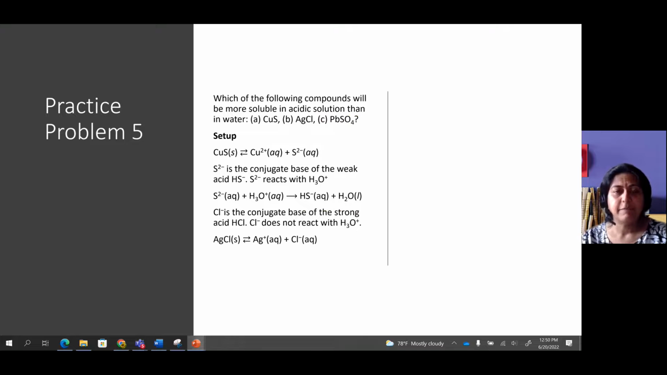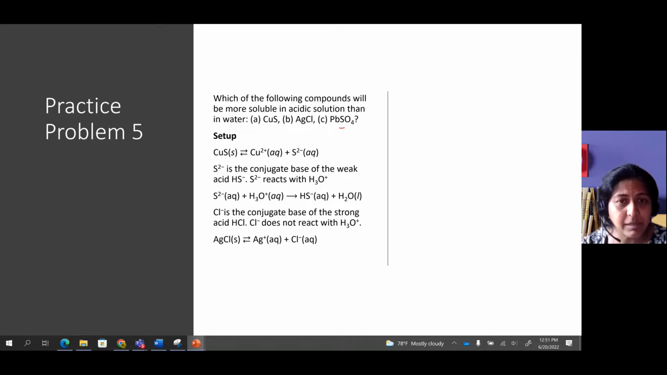Practice problem 5. Which of the following compounds will be more soluble in acidic solution than in water? Solution A, copper sulfide, solution B, silver chloride, and solution C, lead sulfate. So what should we do? First, we write the Ksp or the equilibrium expressions for the solubility of these solids.